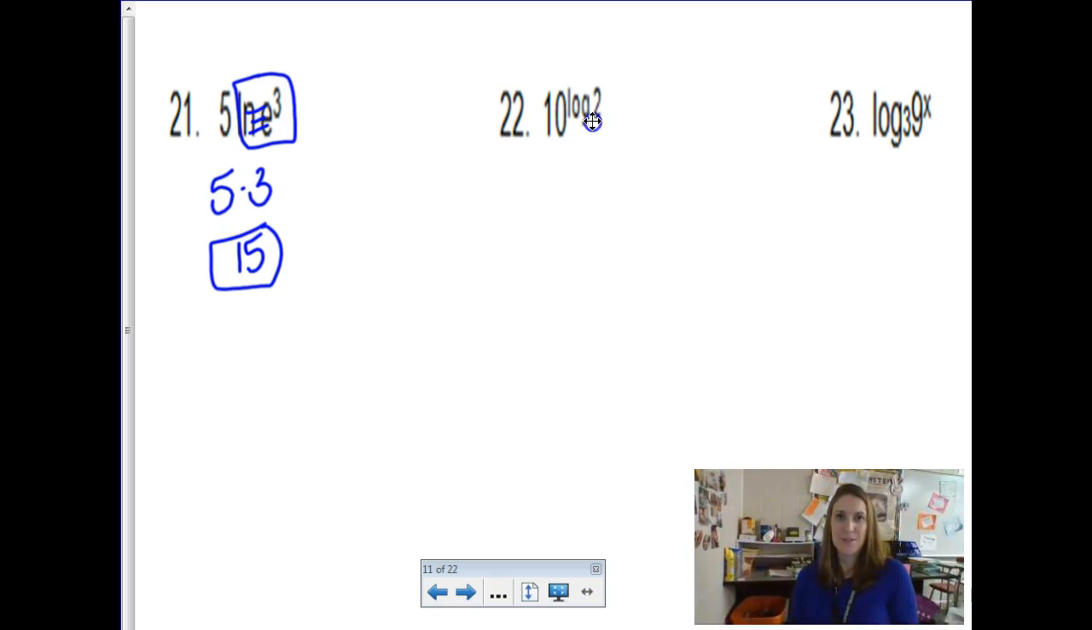And then, this one always eludes children. This is log 2. It doesn't seem to have a base. But if they just write logarithm, we're to assume that they meant the common logarithm, which is base 10. So this is really 10 to the log base 10 of 2. 10 to the log base 10 cancels. So the answer is just a 2.